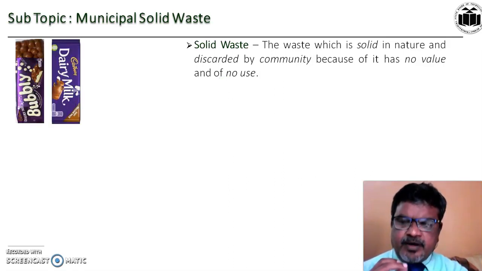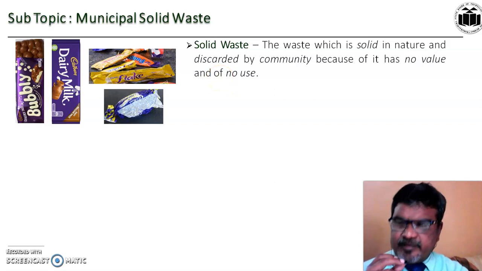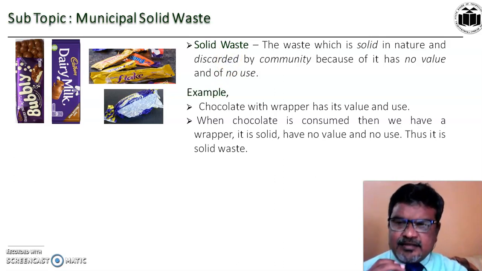Let us have one example. This is a chocolate with wrapper. So it has value and it has use. Therefore, we cannot say it is a solid waste. But when we consume the chocolate, then the wrapper is remaining. Now wrapper is solid in nature and it has no value and no use. Therefore, it is called as solid waste. Do you understand now definition of solid waste?